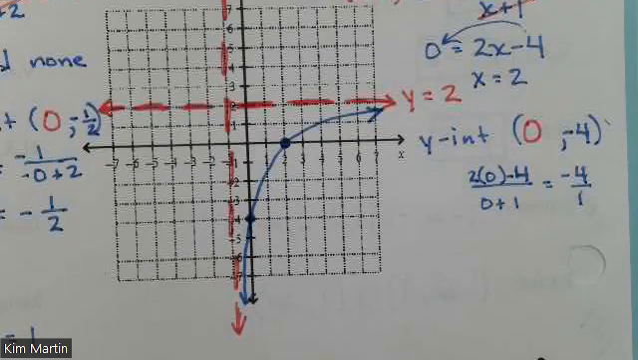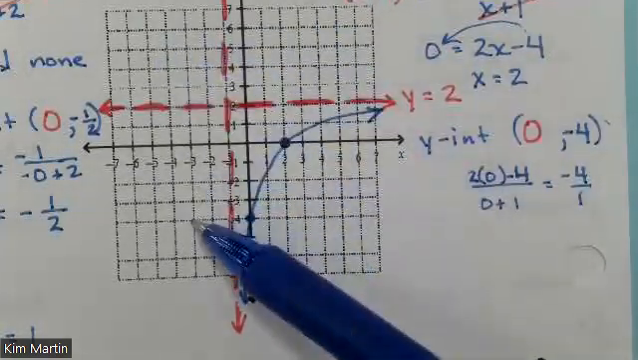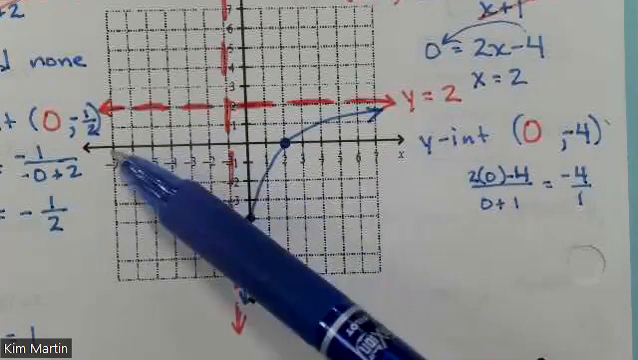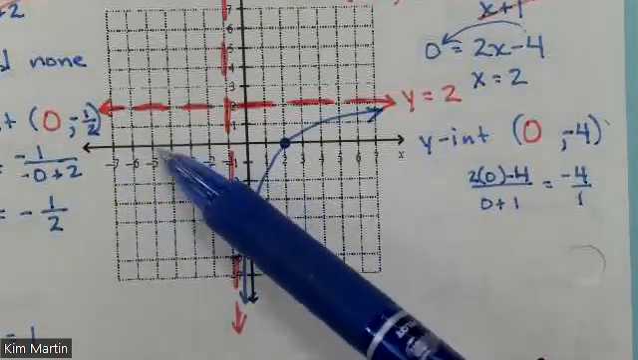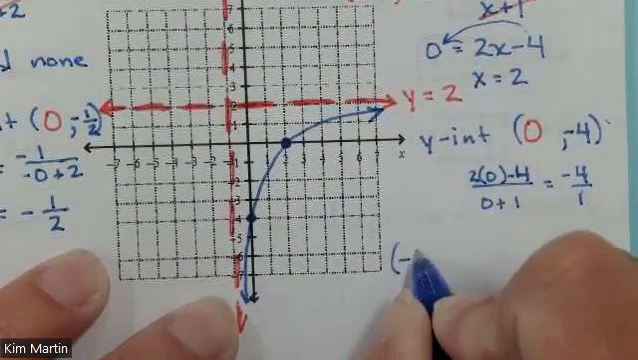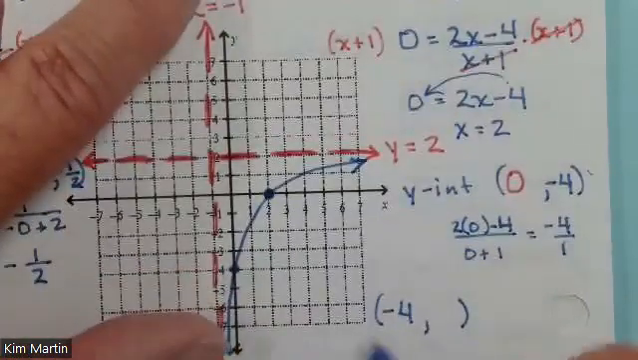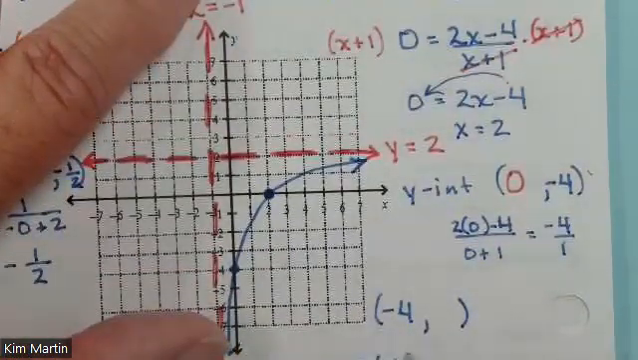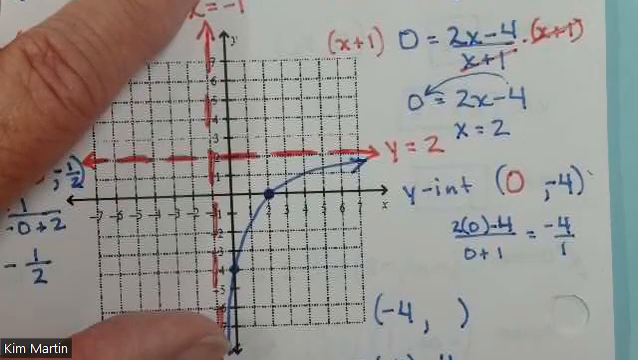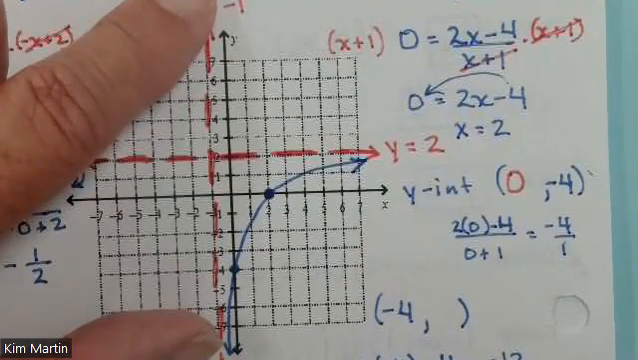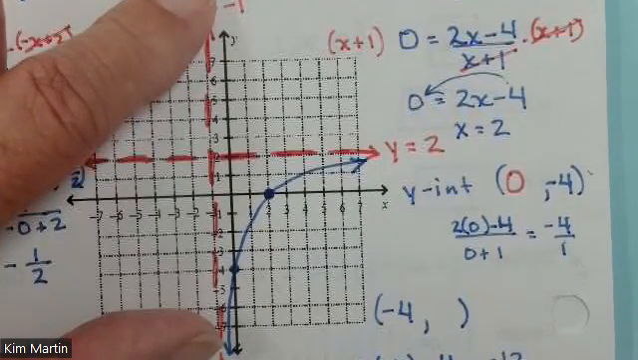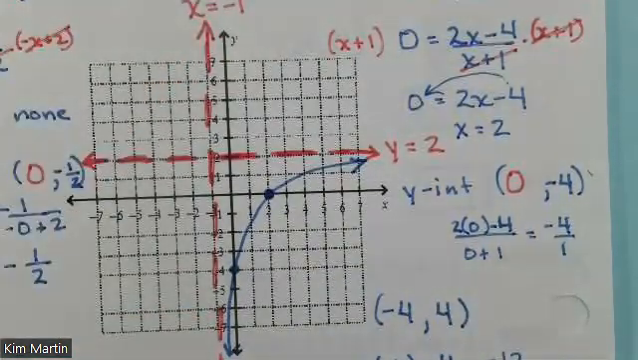Okay, now the only thing is we know there's another part to this graph. There's either a part here or there's a part here. Well, pick a value over here. -4. Okay, so let's plug in -4 and see what happens with our y. Well, you say 2 times -4 gives us -8, right? Minus 4 gives us -12 on the top. On the bottom, I have -4 plus 1, which gives me -3. So I get a +4. So this is the point -4, 4.